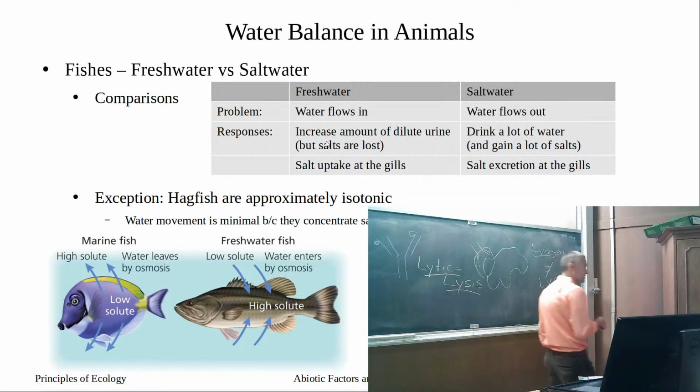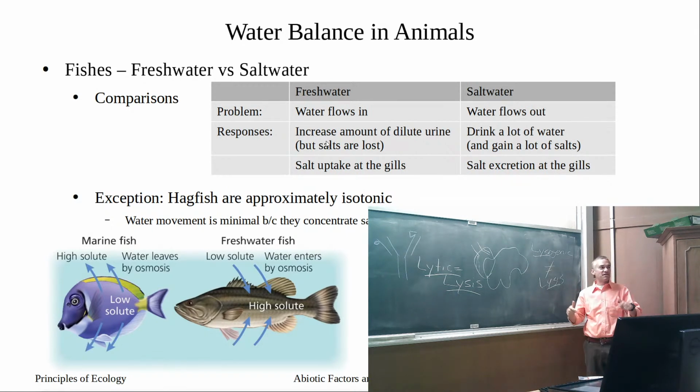Salt water is the opposite. Now, the marine system is saltier than the body. You're going to have water moving out at the gills, which means these fish would dry up and desiccate.